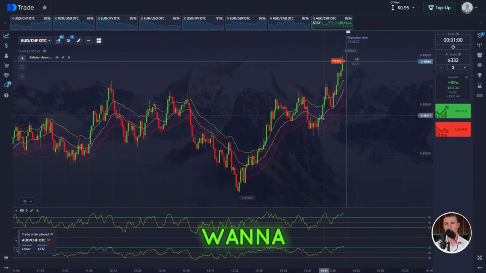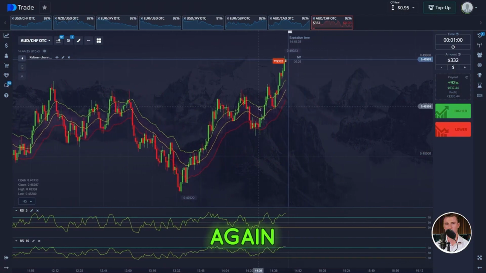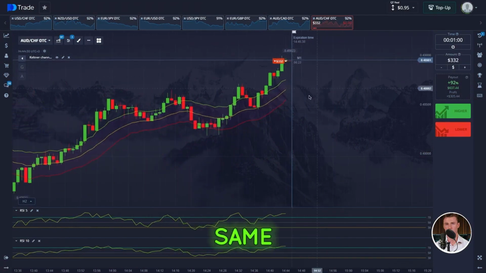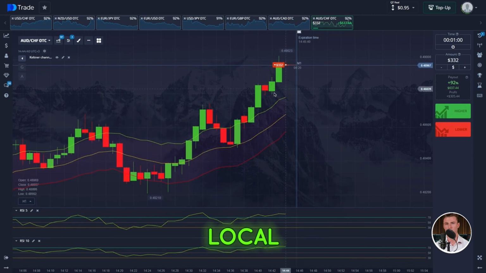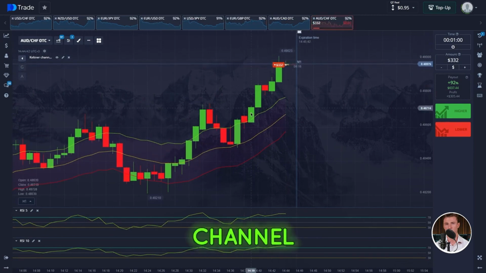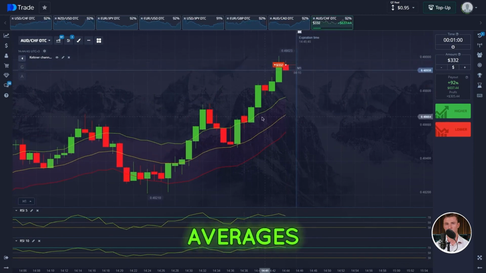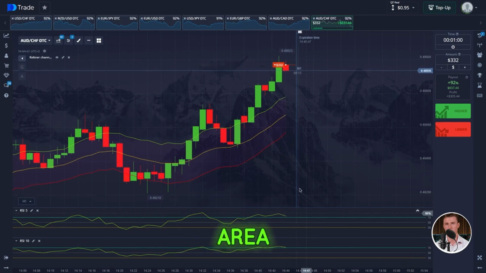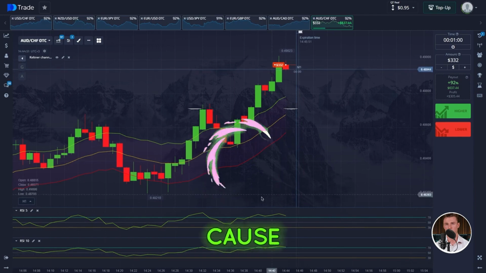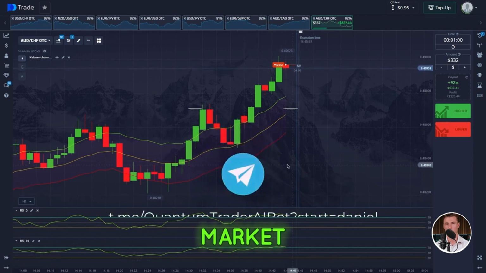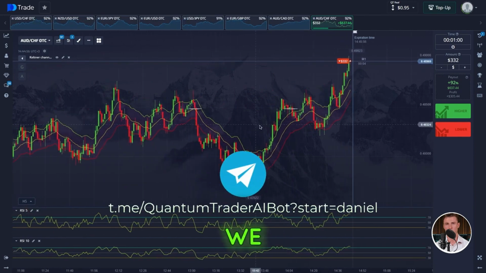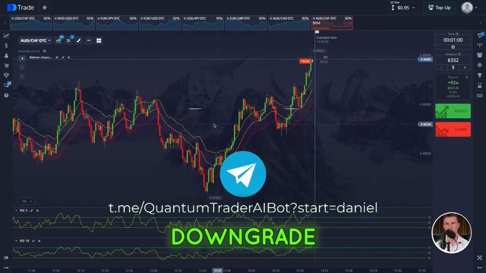And here I also want to open a downside deal again. Absolutely the same entry logic. We have formed a new local maximum after exiting the channel movement area. Our moving averages are also in the overbought area, and accordingly, there must be a downside exit so as not to cause a price glut in the market. So here we open a deal on downgrade.